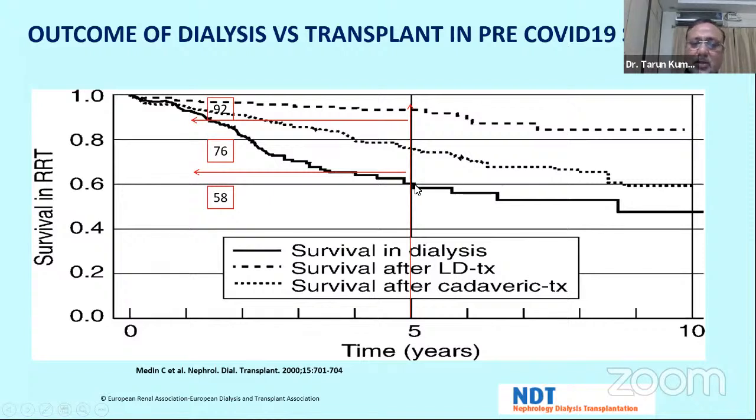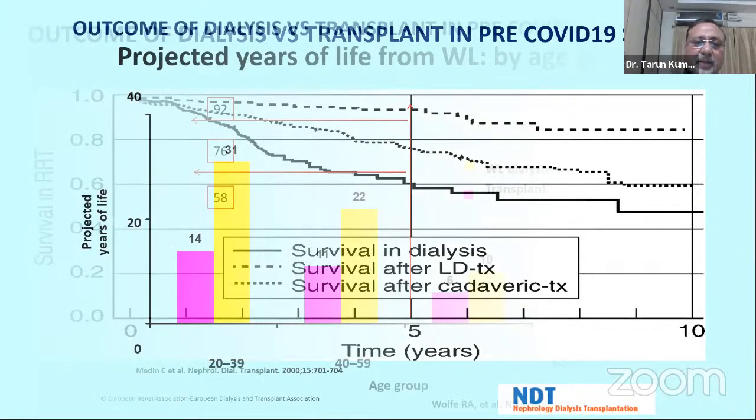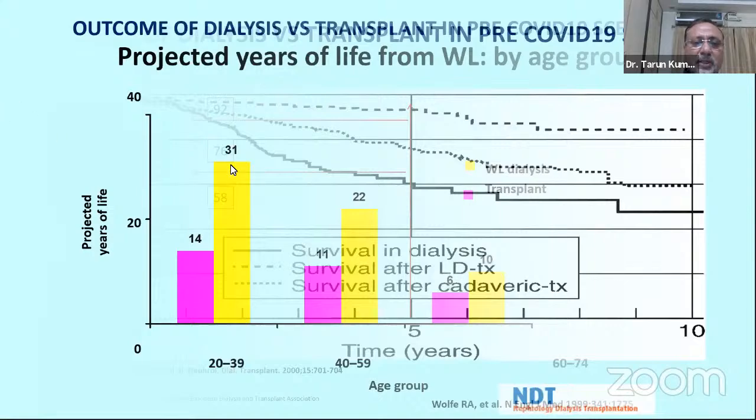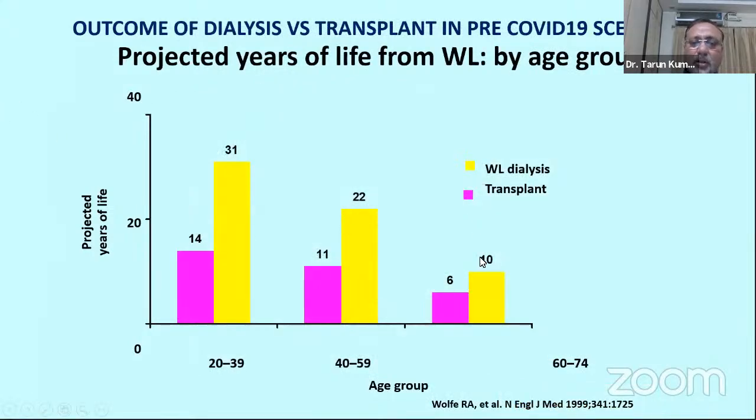So transplantation not only gives a better quality of life as compared to hemodialysis, but the survival is also much better in the kidney transplantation group as compared to the people who are staying on hemodialysis. And this survival benefit of kidney transplantation is more pronounced in younger patients than older people. Although even in older people in the age group of 60 to 74 years, the transplantation outcomes are much better than hemodialysis, as you can see here. But of course, the difference is more pronounced in the younger age group.